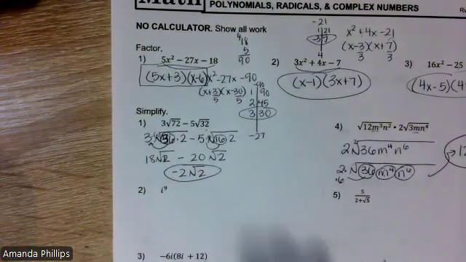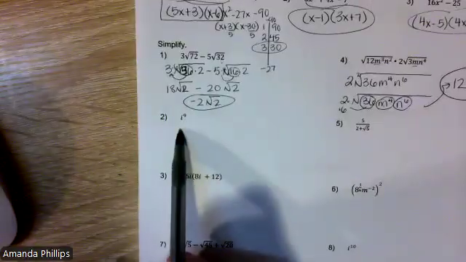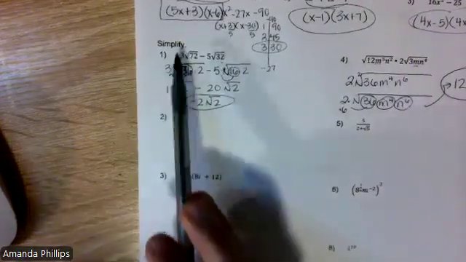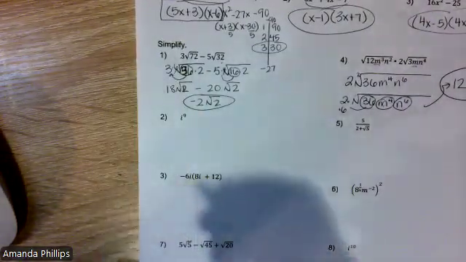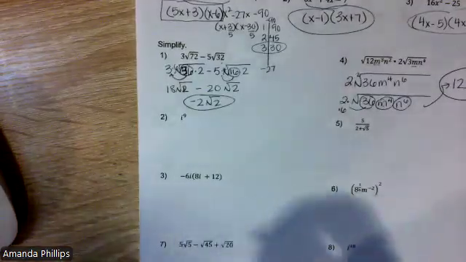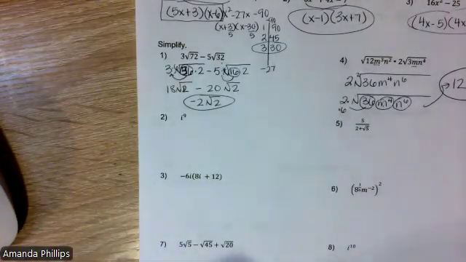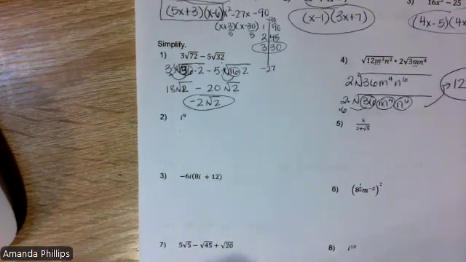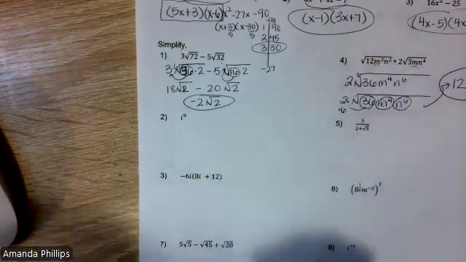All right, number 2. These numbers are so weird, so just follow along the best you can. All right, so this one here, we have i to the ninth, and all of our directions are just telling us to simplify. So what do we know to do with this? Well, if it's just i to the ninth, that means we need to break it down into its lowest form of what the i equals.